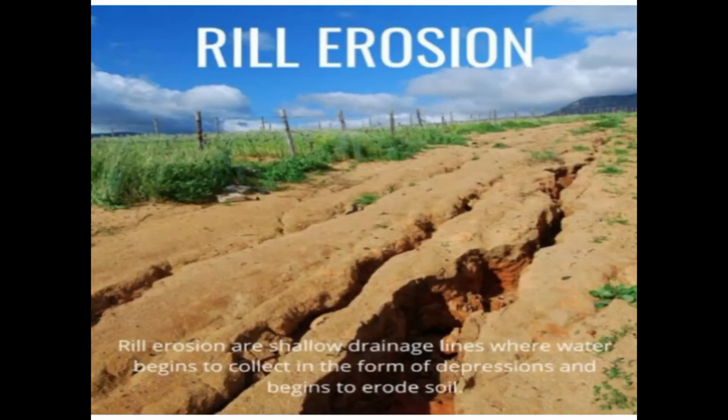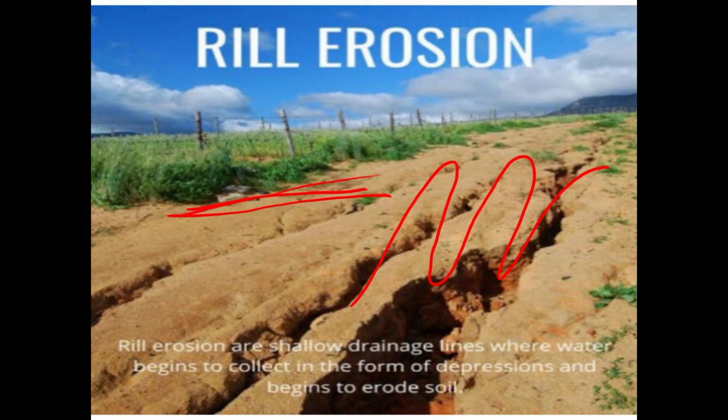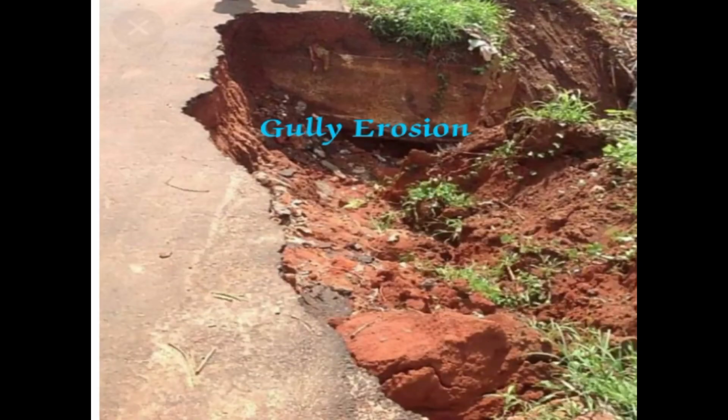If sheet erosion is not checked at the sheet level, layer by layer, then that leads to finger-shaped grooves. Like we have gaps in our fingers, these gaps can be seen here, which are called rill erosion. This is very dangerous. This can be seen in the Chambal region also. We can find such kind of erosion to be very, very dangerous.